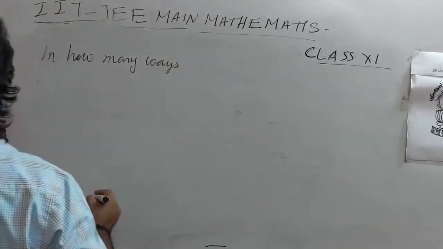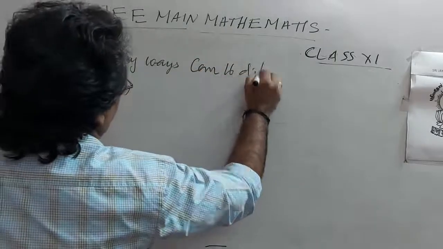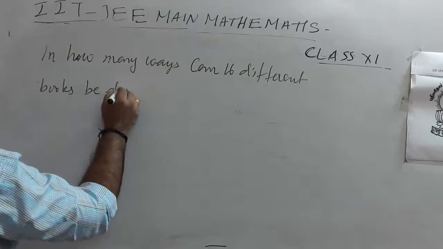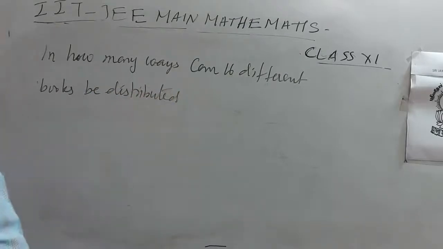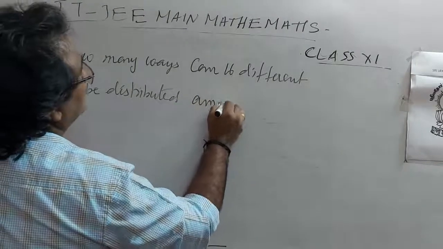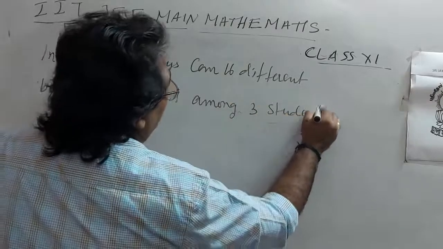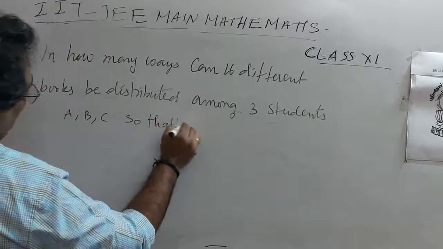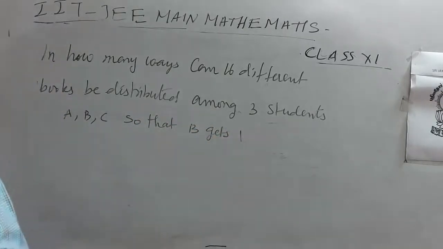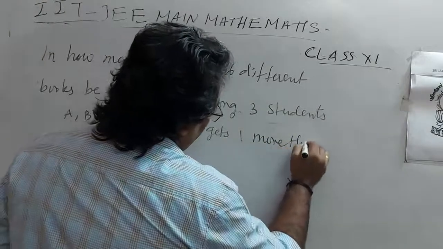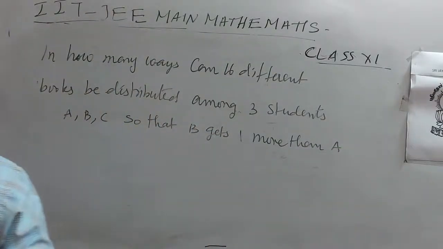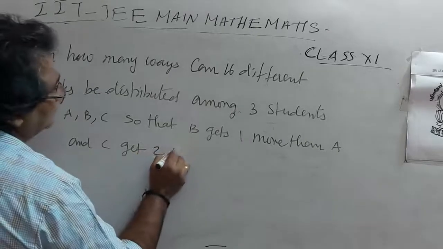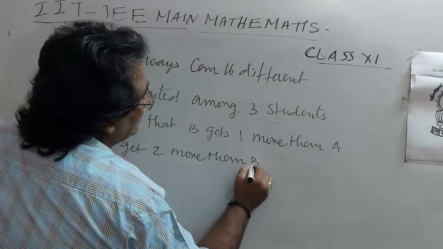In how many ways can sixteen different books be distributed among 3 students A, B, C, so that B gets one more than A, and C gets 2 more than B.